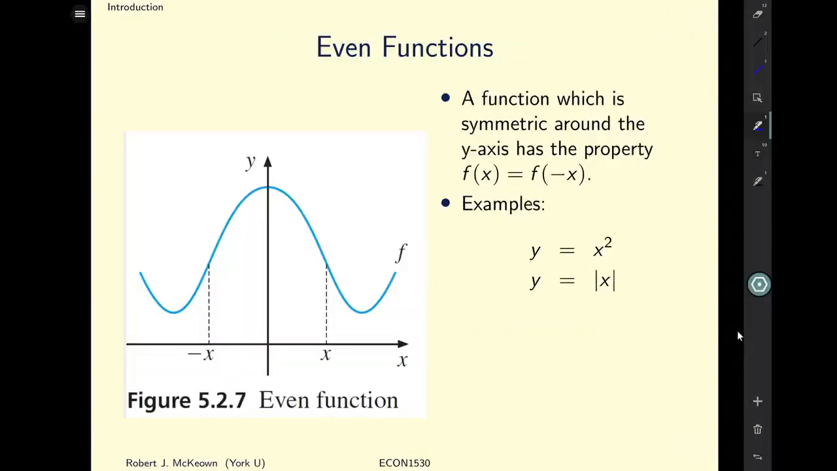Now, what does symmetry look like on a diagram? Here is an even function, a symmetric function. That's symmetric. Now, let's just look at the graph. Don't look over there yet. What do we see when we look at this graph?